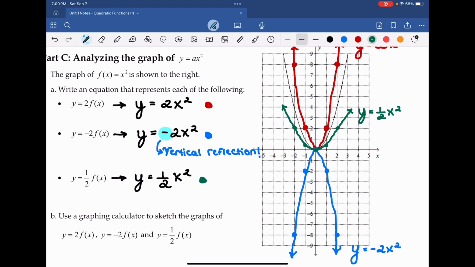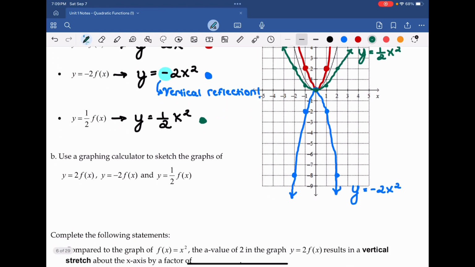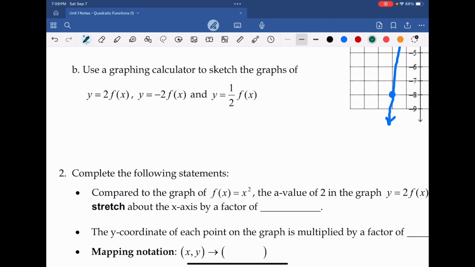Using our graphing calculator, we can sketch these all. So when you put these into your graphing calculator under the y1, y2, and y3, let me just provide that specific instruction down here. I'm going to go to this section and just provide a quick outline. In your y1, put 2 times x squared. In your y2, you can type in negative 2x squared.